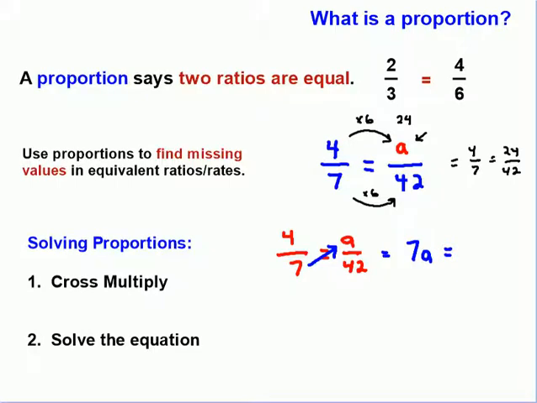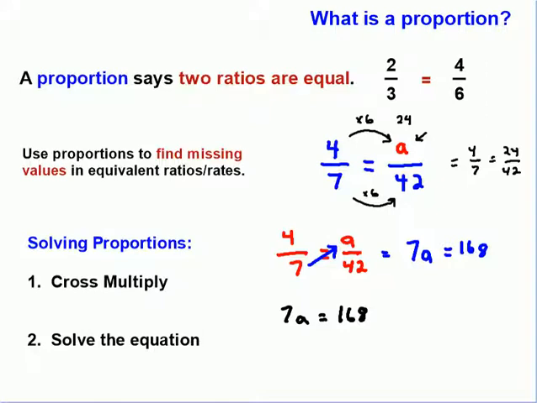You can work that out if you like, but 42 times 4 is, 4 times 2 is 8, and 4 times 4 is 16. So we get 7A is equal to 168. Now, this is a simple equation. We have done these in the past many times. So how can we solve this equation?